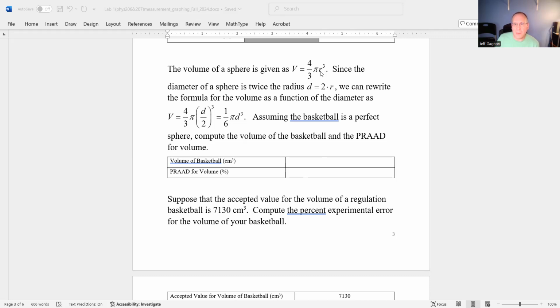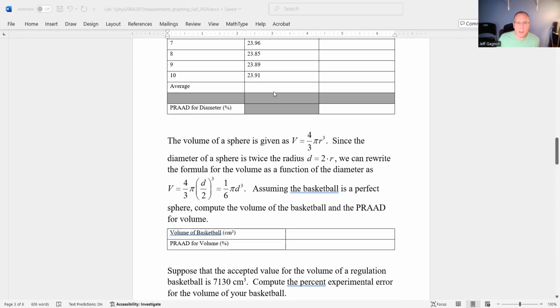So if I substitute in for r here, d over 2, half of d, and you expand this out, you're going to get 4/3 pi d cubed over 8. And then if you simplify, it turns out this is equal to 1/6 pi d cubed. Okay, so I want you to calculate the volume of the basketball. You're simply going to use this formula here, 1/6 pi d cubed. And for d, you're going to put in your average diameter value.